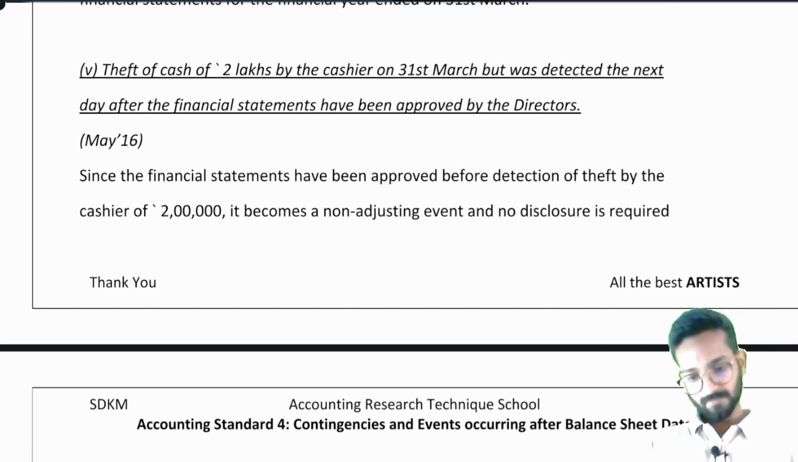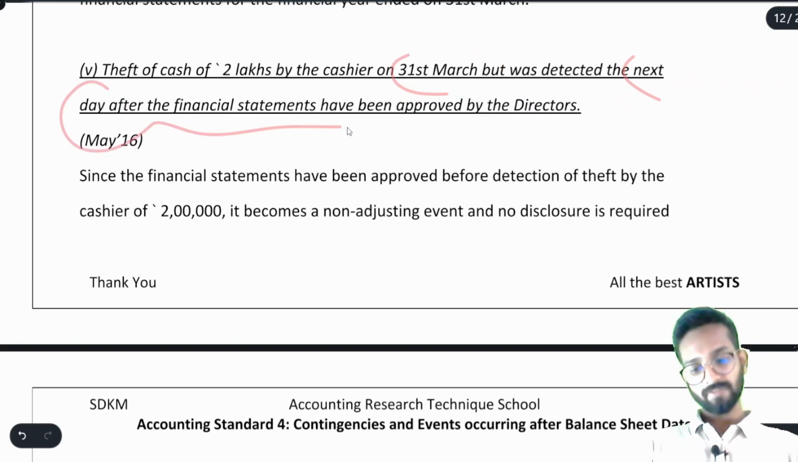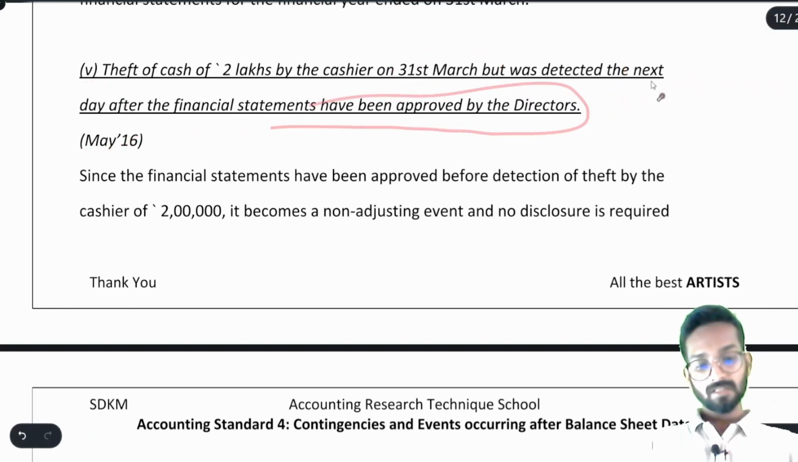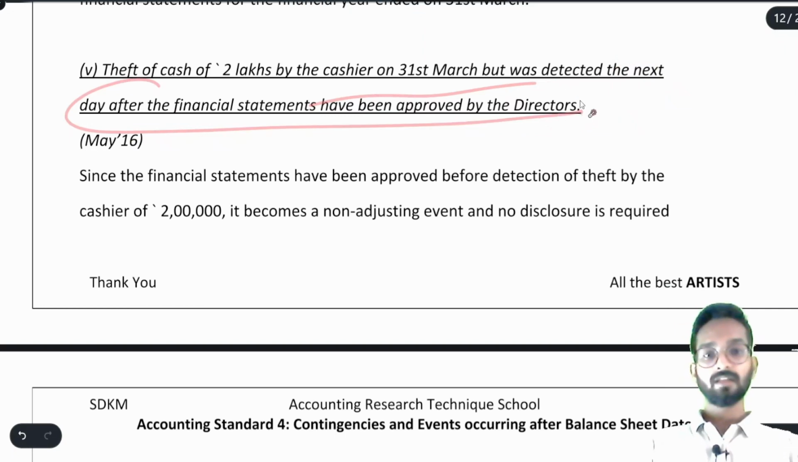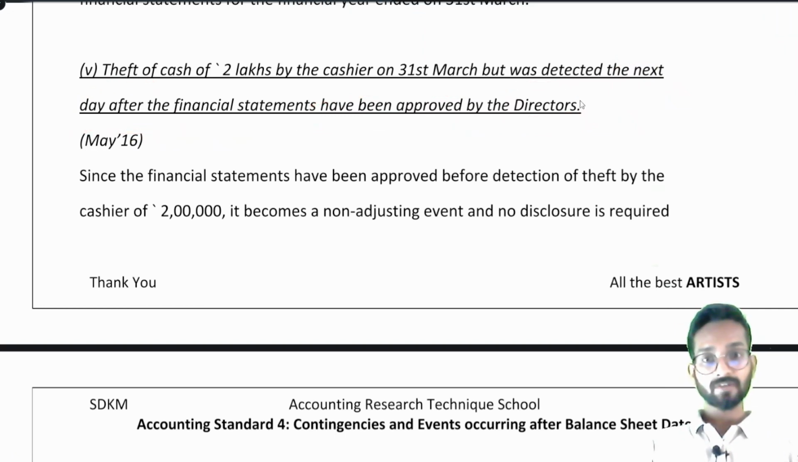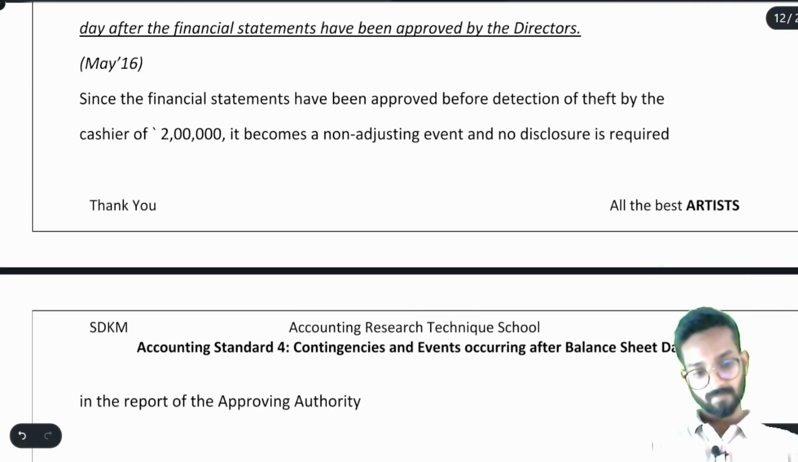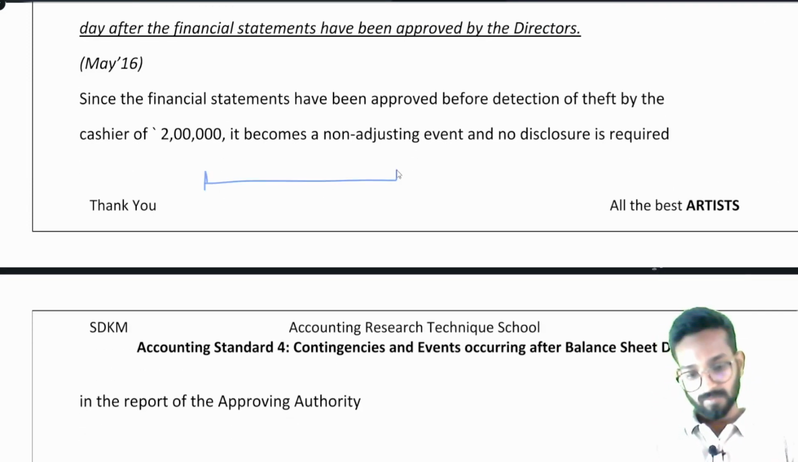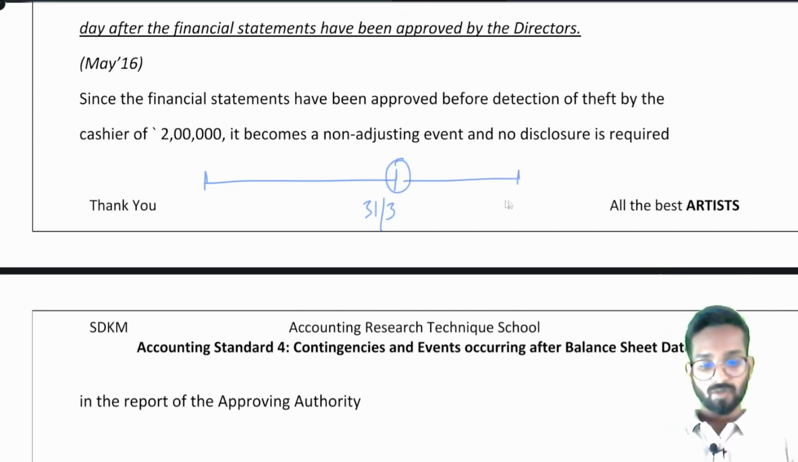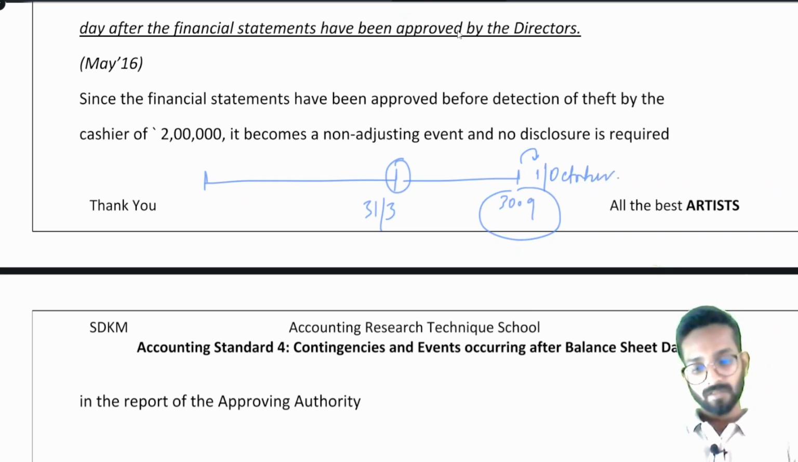the next part we have here is theft of cash of rupees 2 lakhs, okay, by the cashier on 31st March but was detected the next day after the financial statements had been approved by the directors. It means, see, the next day after the approval, not the next day after 31st March, but after the approval. So, you can say on 31st March only he stole the cash. On 30th September was the date of approval. After the date of approval, the next day on 1st October, the management found out about this embezzlement.